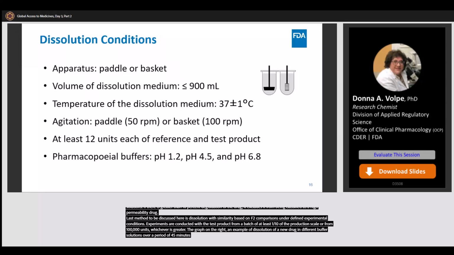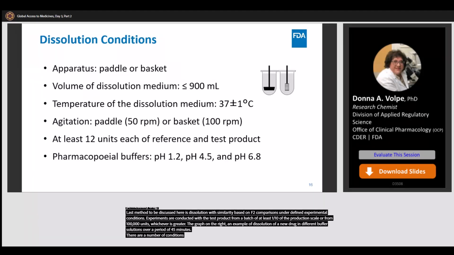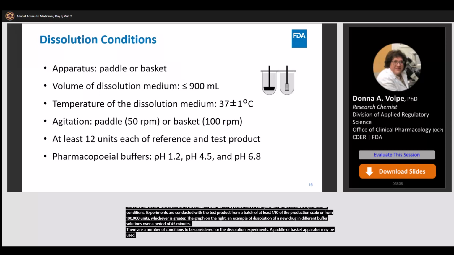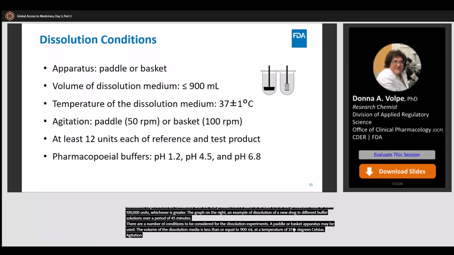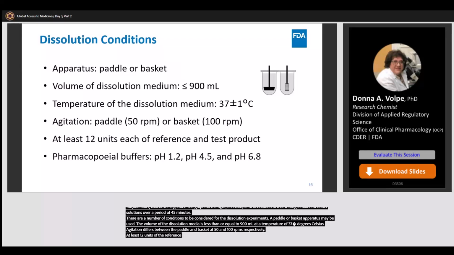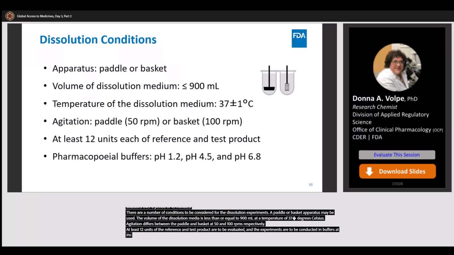There are a number of conditions to be considered for the dissolution experiments. A paddle or basket apparatus may be used. The volume of the dissolution media is less than or equal to 900 mL at a temperature of 37 degrees Celsius. Agitation differs between the paddle and basket at 50 and 100 RPMs respectively. At least 12 units of the reference and test product are to be evaluated, and the experiments are to be conducted in buffers at pH 1.2, 4.5, and 6.8.